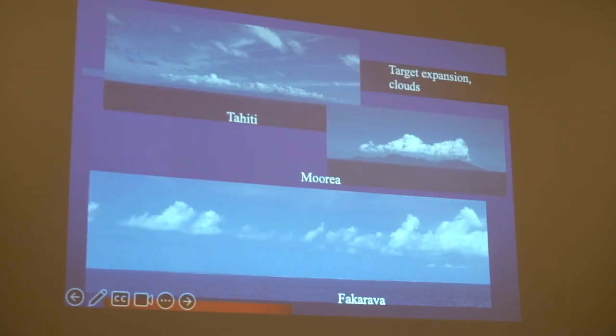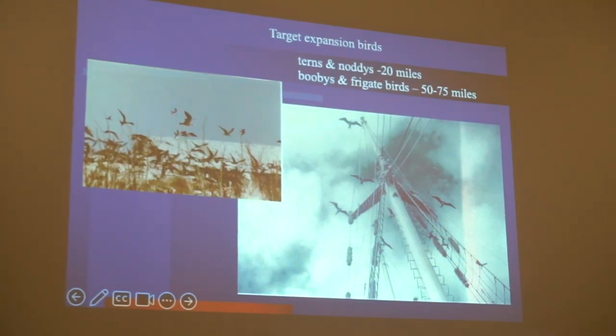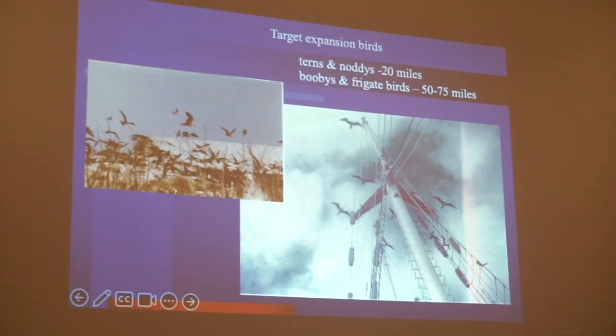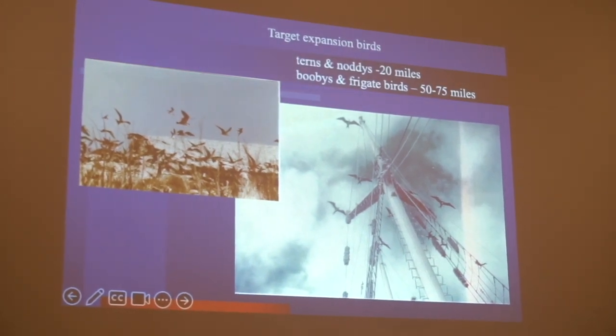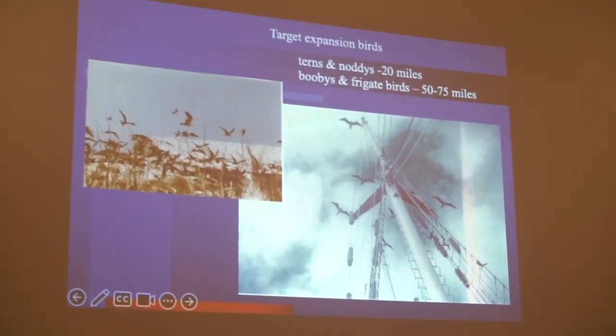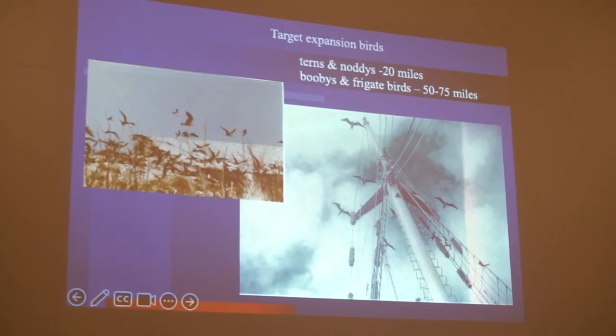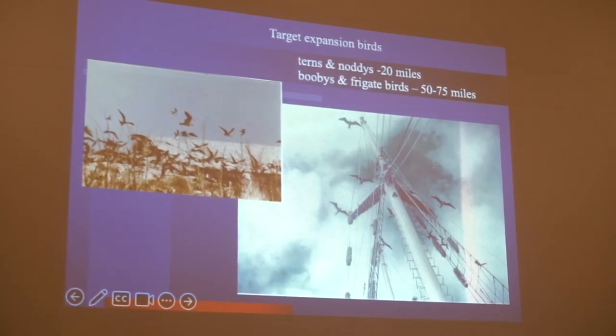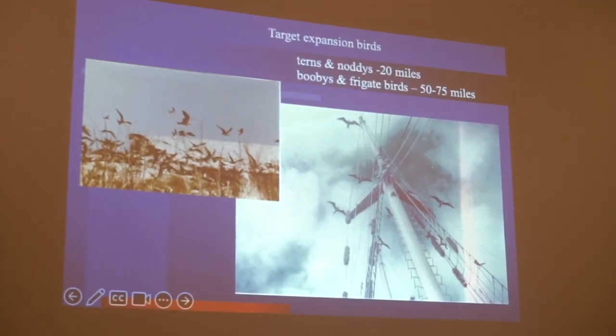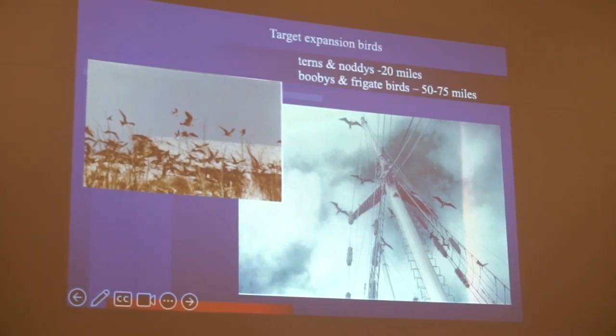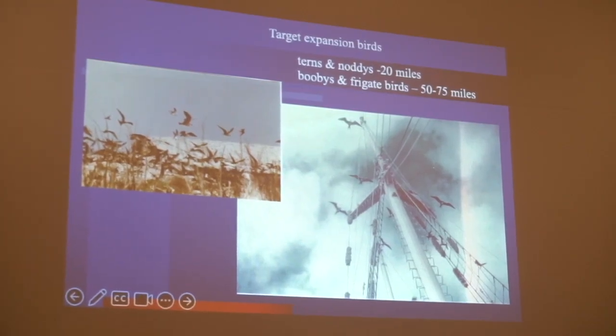You can also use the patterns and the flights of birds, for instance. So for instance, terns and noddies will take off in the morning, they'll fly 20 miles out someplace, they'll start fishing around and hunting, and they'll fly straight back to their nesting or roosting area at the end of the day. Boobies and frigate birds do the same thing, but they're much longer range, 50 to 75 miles.